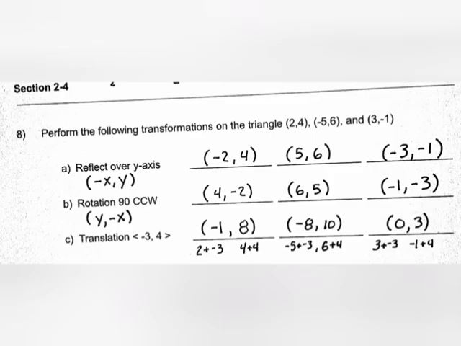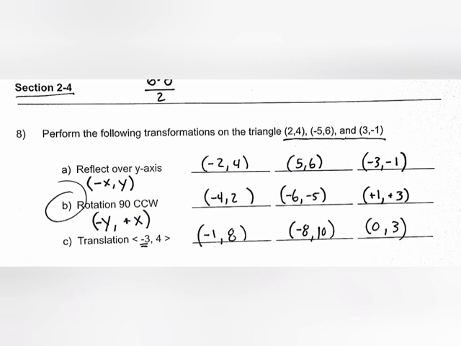For section 2.4, we're going to problem 8, revisited and corrected from the last version. So what we're going to do is start with reflected over the y-axis. To do the y-axis, we're going to take the x value and make it negative. So it's going to be negative x, y. That means 2, 4 becomes negative 2, 4, negative 5, 6 becomes 5, 6, and 3, negative 1 becomes negative 3, negative 1. For B, we're going to do a rotation of 90 degrees counterclockwise, unlike what I did on the previous video, which I did 90 degrees clockwise.